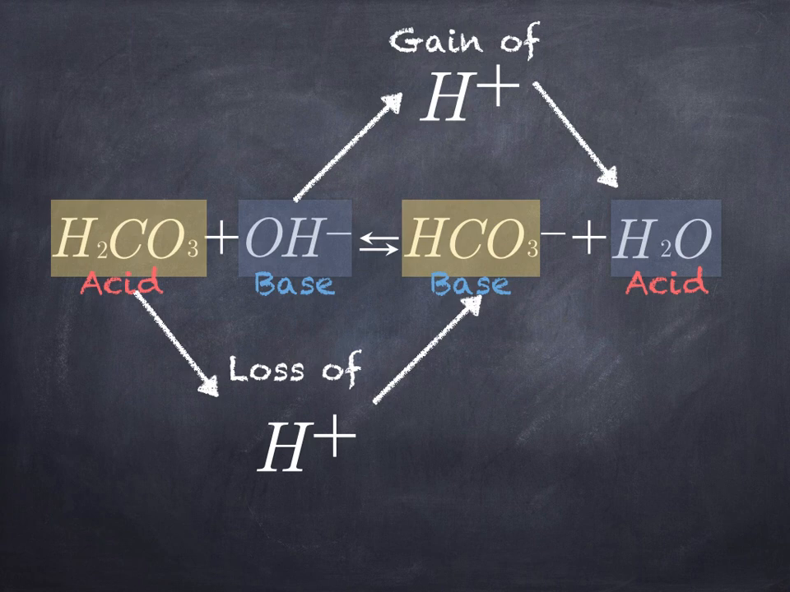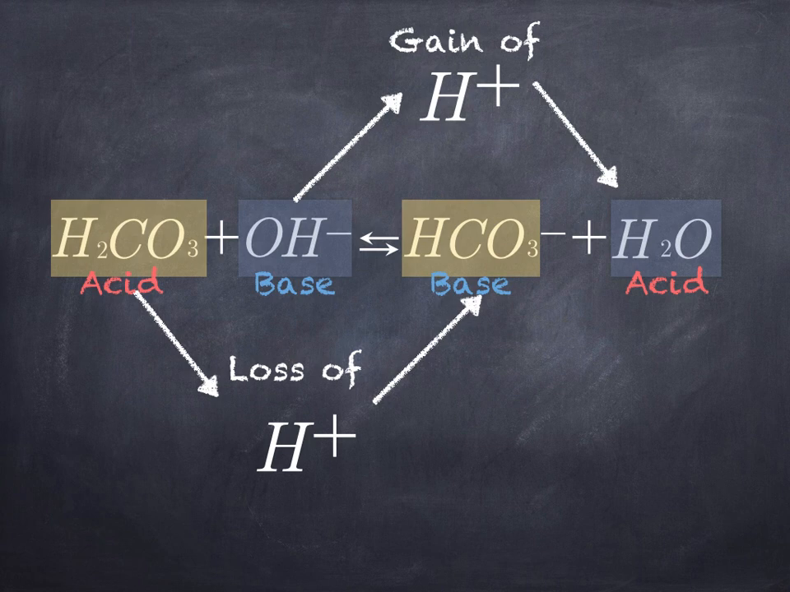So again, the loss of an H plus indicates that the OH minus is a base, and the gain indicates that the H2O is an acid. So that's an example of the Bronsted-Lowry definition. It's based upon whether or not something can accept or donate an H plus ion. All right, so that's two definitions of acids and bases.